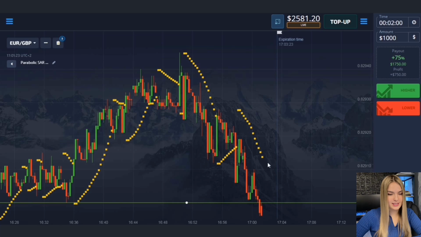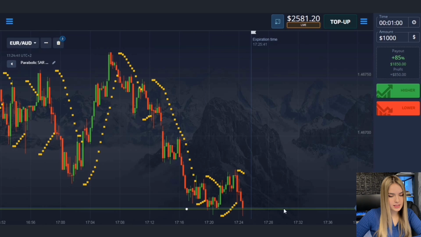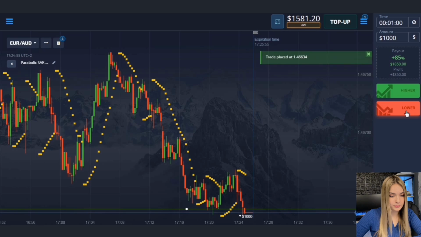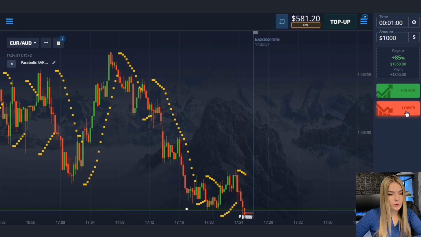Consider the following market situation. Here we see the support level. We also see that the level was rolled back and the price is again approaching our level. Also pay attention to our indicator. It also suggests that the downside movement is expected in the near future and the price begins to go beyond the level. Here I propose to open a deal for 1 minute to decrease.